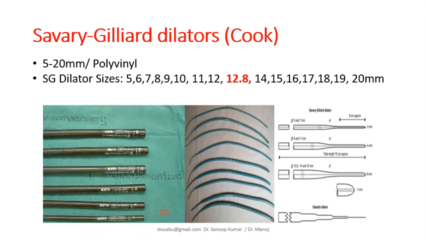Regarding the size, we should remember there are sizes ranging from 5 mm till 20 mm diameter. The 5 mm is the minimum diameter of the single dilator, and it can range up to 20 mm. One important thing is that there is no 13 mm. The 13 mm size is not there in the serial dilatation, only 12.8 mm is there. So we have sizes ranging from 5 mm till 20 mm, with a total of 16 sizes in the full pack. 13 mm is not there.